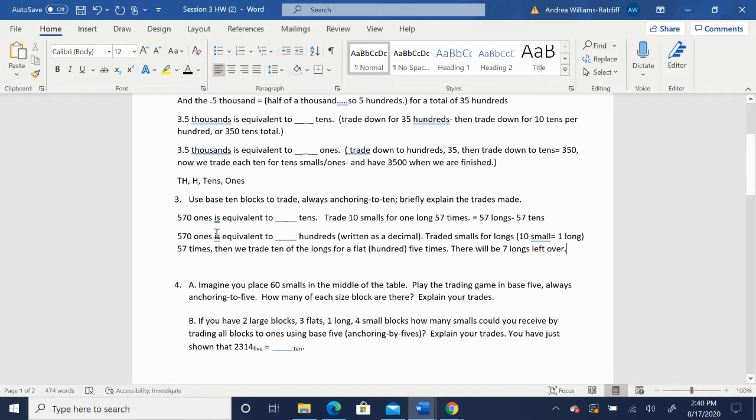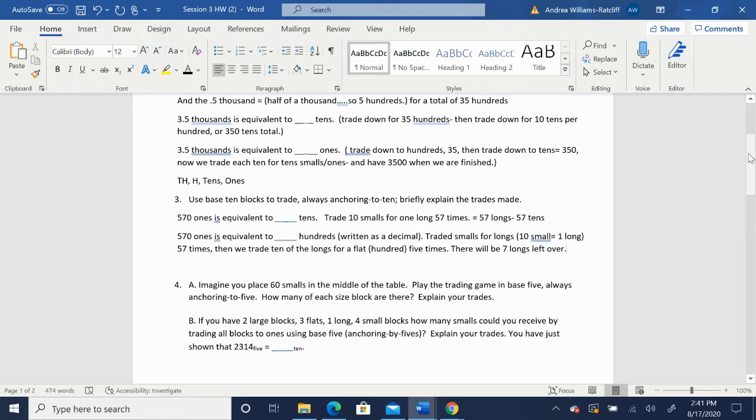But why is that true? Think about this. I have 5 flats or 500s I could do completely. I could not trade these 7 because I need 10. So why is it 5.7? That's 5 and 7 out of the 10 we would need to trade up one last time.